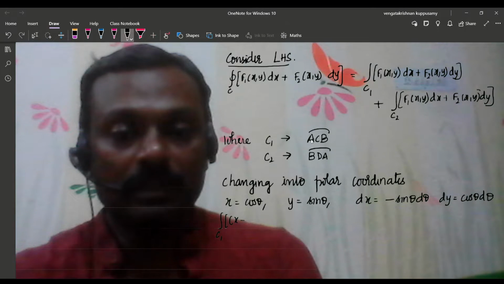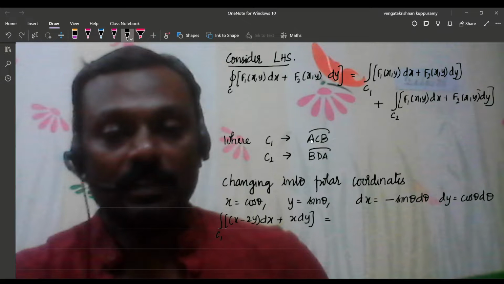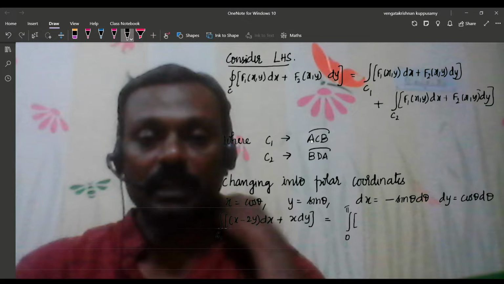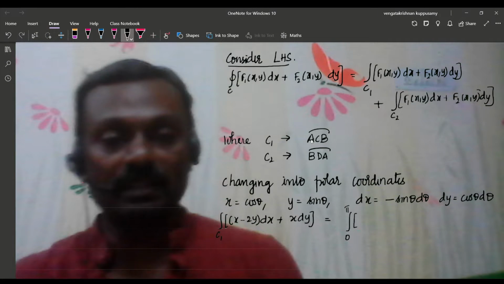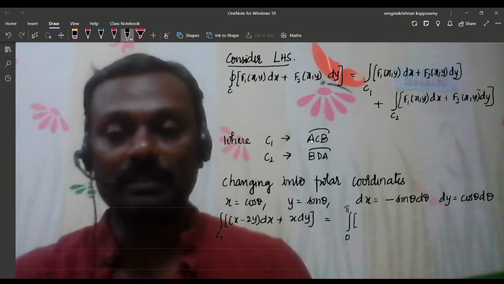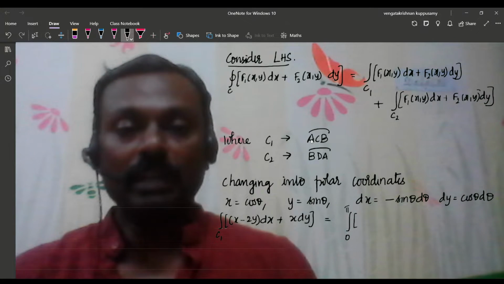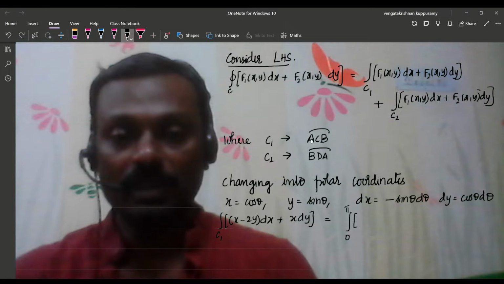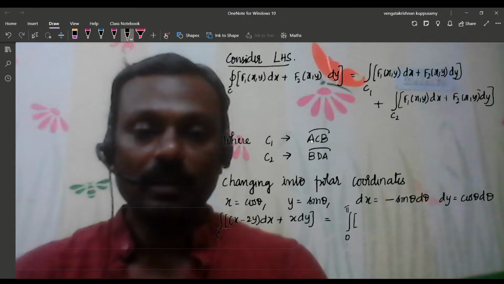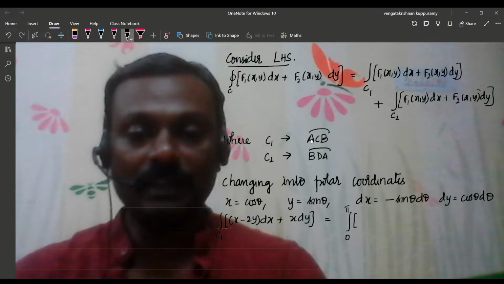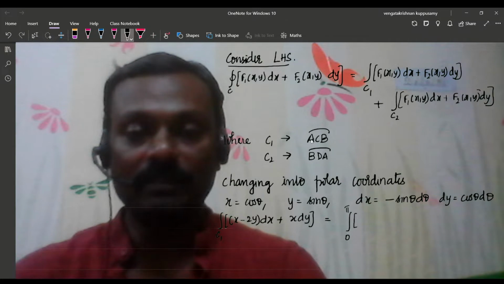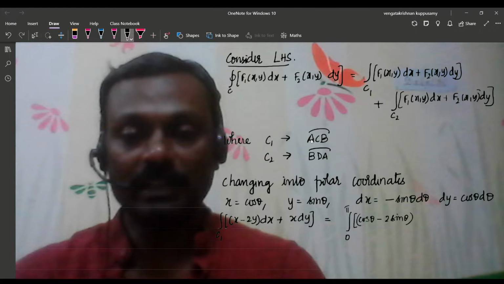So carrying over these substitutions, that is changing into polar coordinates, the first integral, in the upper half of the semicircle, spreads over the first two quadrants. Therefore theta is the variable here. R, the radius of the circle, remains constant, therefore theta is the variable. In the first two quadrants we know that theta varies from 0 to pi. Therefore the integral reduces to the integral from 0 to pi. We can substitute cos theta in place of x, sin theta in place of y, and minus sin theta d theta in case of dx and cos theta d theta in case of dy.